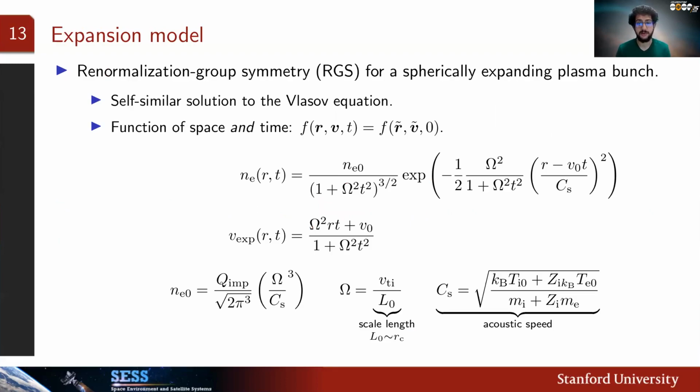To avoid the need for computationally intensive hydrodynamic simulations, I derived a renormalization group symmetry model for an expanding plasma bunch. This gives a self-similar solution to the collisionless Vlasov equation and gives us the velocity distribution as a function of space and time. Taking moments of the distribution function gives the plasma density, expansion velocity, and other quantities. Closing the system requires a model for the charge generated on impact and for impact cratering, and we use those as an input to set the initial conditions of the plasma expansion.